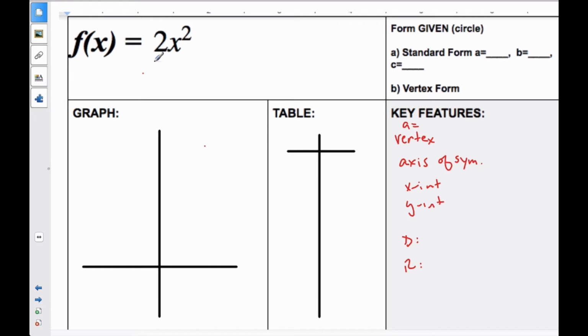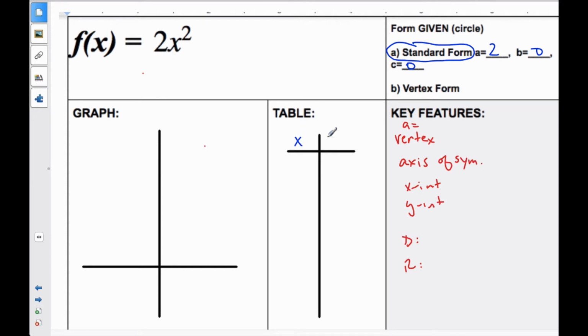And our function at this point is 2x squared. There is our puzzle. Well, it is in standard form, where the a value is now 2, b is 0, and c is 0. Now, the a value being 2 is a brand new transformation for us.